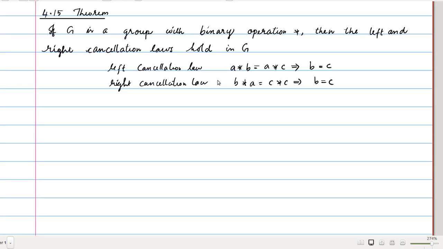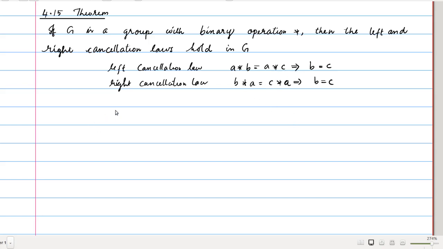Now we will prove a theorem. This is due to the properties of the axioms of the group. If G is a group with binary operation star, then left and right cancellation laws hold in G. By left cancellation law, we mean that a star b is equal to a star c implies b is equal to c. And right cancellation law means b star a is equal to c star a, then we can get b equal to c from this equation. These two properties are called left and right cancellation law respectively.